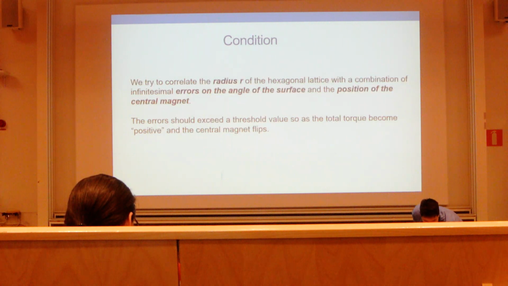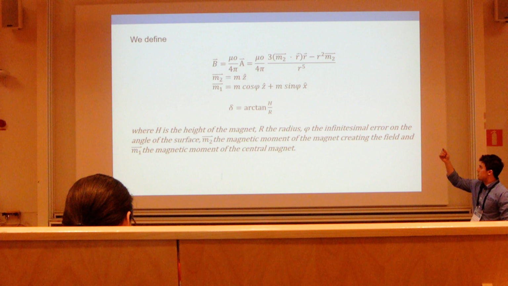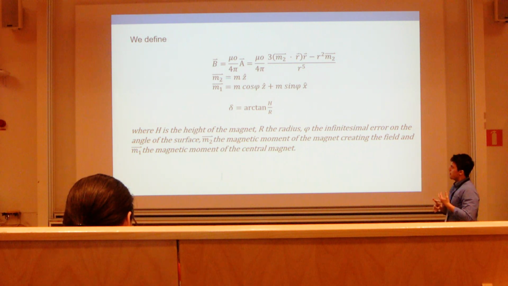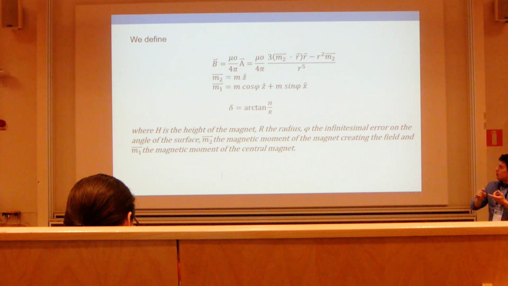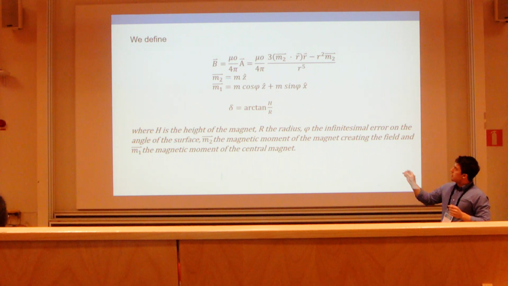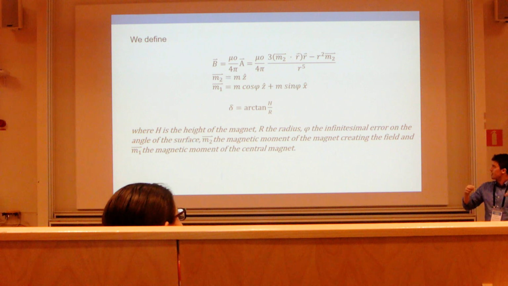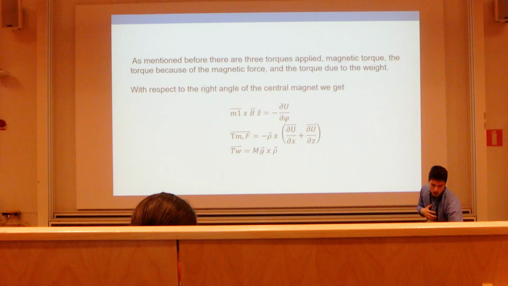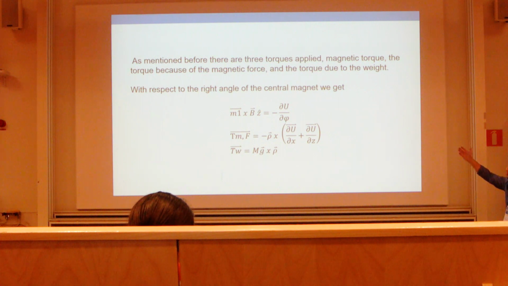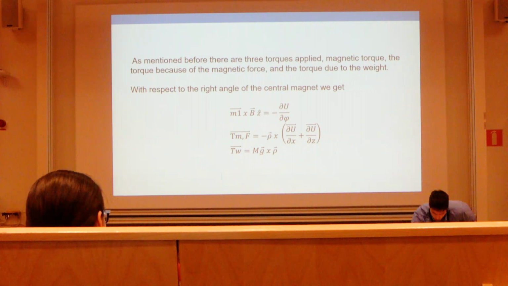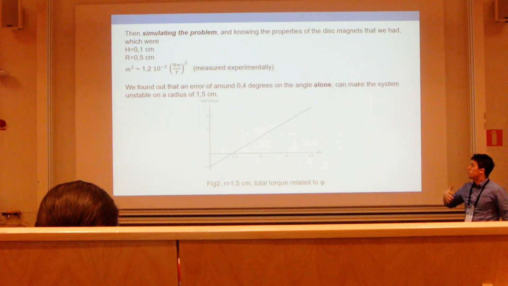And this is the addition of those torques. We define these equations where S is the height of the magnet, R the radius of the magnet, phi the infinitesimal error on the angle of the surface combined with the possible manufacturing errors on the magnet, M2 the magnetic moment of the magnet creating the magnetic field, and M1 the magnetic moment of the central magnet. As mentioned before, there are three torques applied to the magnet, and they are all with respect to the right corner of the magnet.